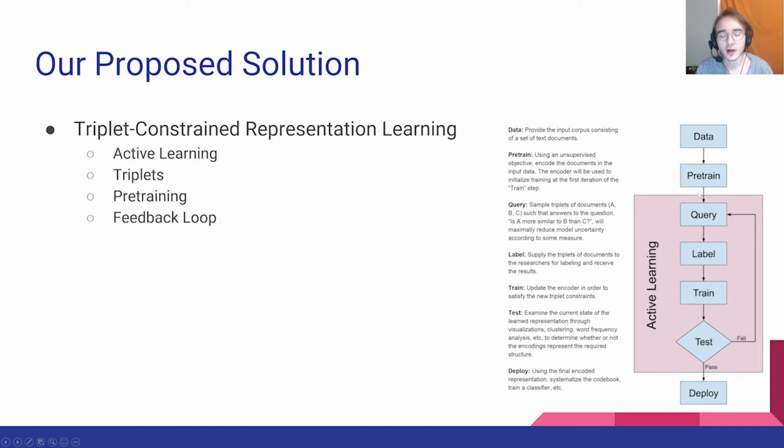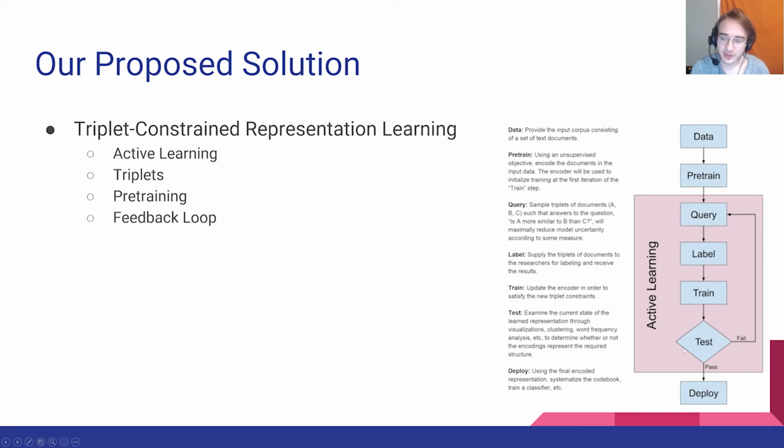So how we're going to try to implement those goals is through a relatively obscure method of active learning called triplet constrained representation learning. So what active learning is, it's a fancy machine learning term that pretty much encompasses the pink box in the diagram to the right.